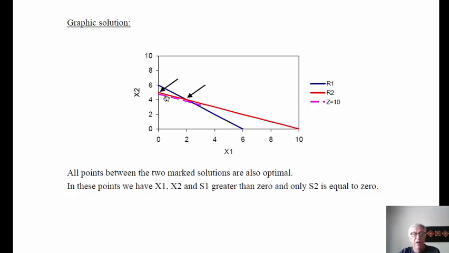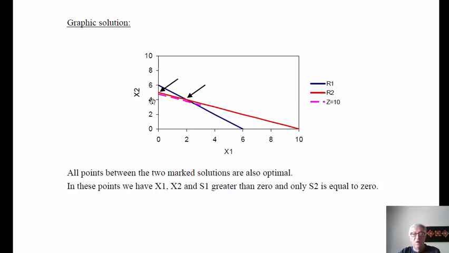We have the line z equal to 10. And these two points here, identified by these arrows, are in fact the solutions that we obtained previously with the simplex method. The first solution is this one, and the second one is this one.